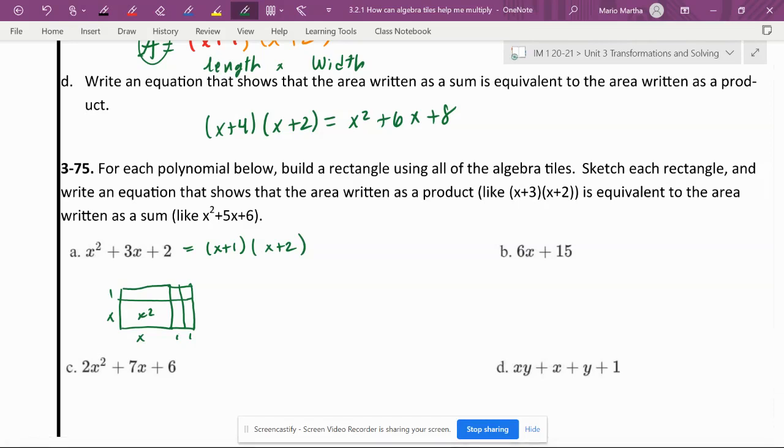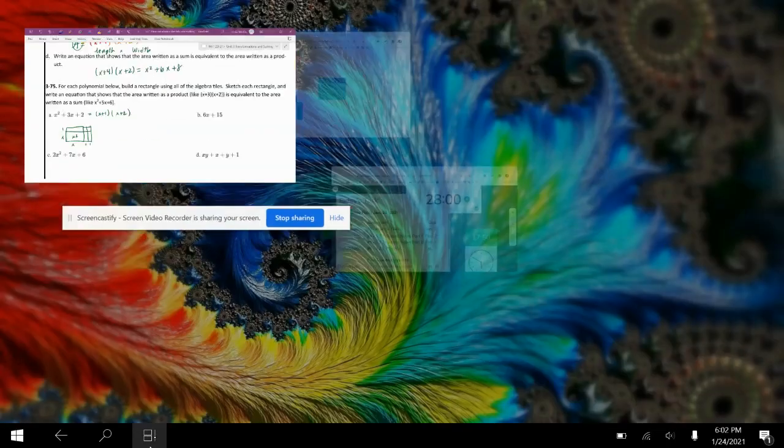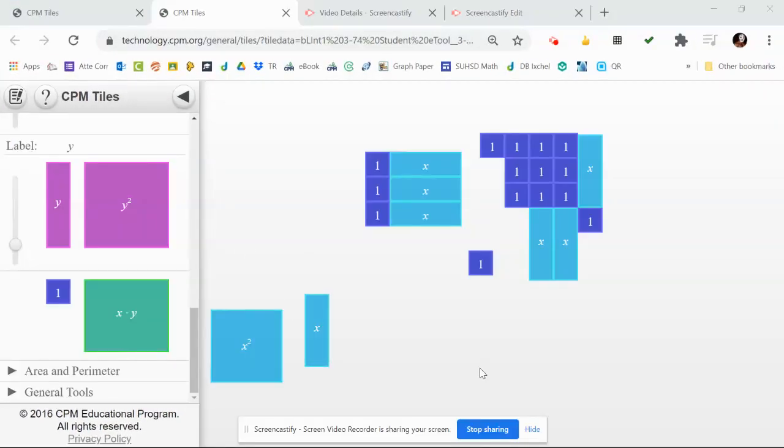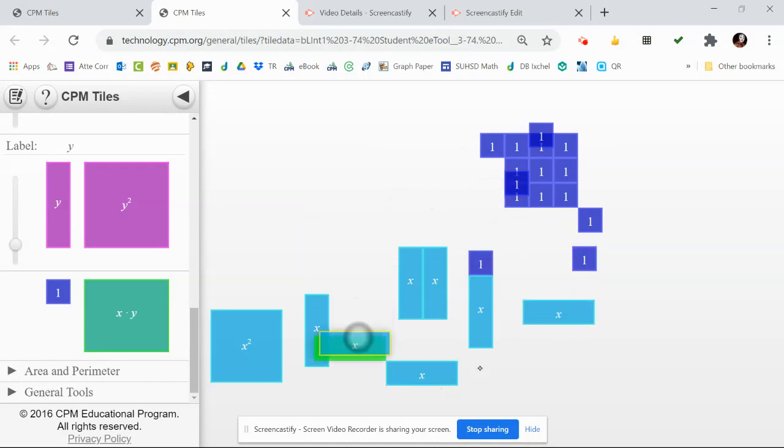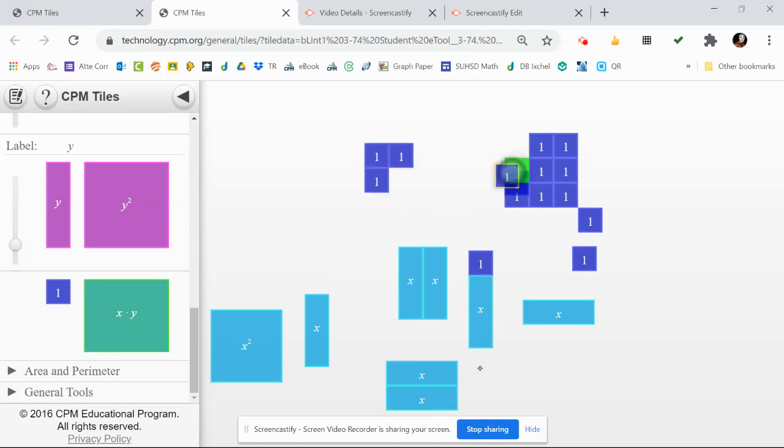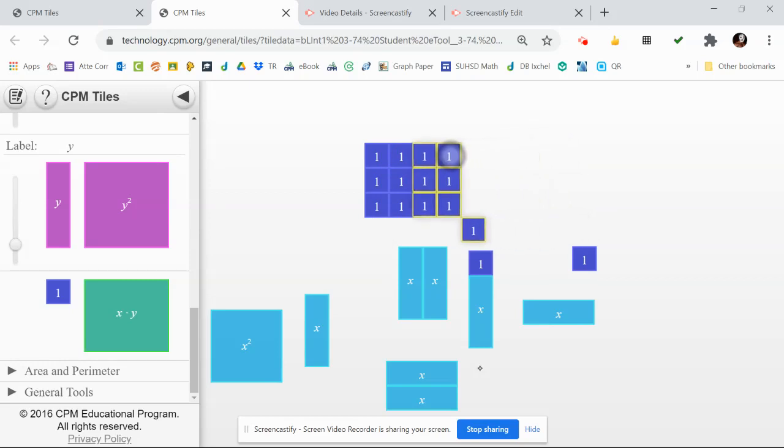All right, so looking at part B, sorry, so 6x plus 15. So let's look at that. So we're going to need 6 of the long ones, right? And then 15 of the unit ones. So let's start off with the units. So that's going to be 1, 2. So let's line them up, all 15 of them. I can grab more than one. Nice.